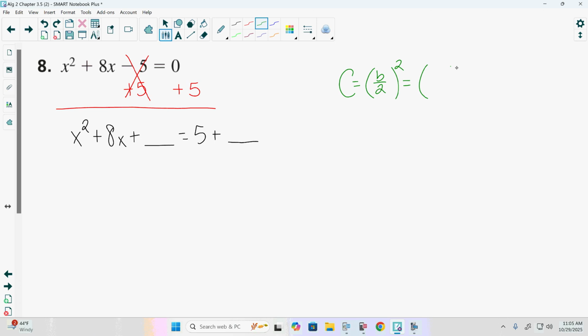We're doing this so that we can find the value of c that's going to make x squared plus 8x a perfect square trinomial, so that we can factor it to a single set of parentheses being squared. As we look at x squared plus 8x, what is the value of b? It is positive 8. So we have 8 over 2, squared. We'll do the division first. 8 divided by 2 is 4. And then 4 squared is 16.